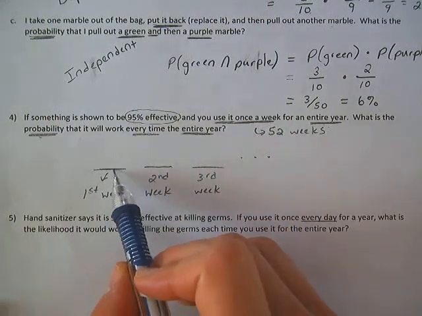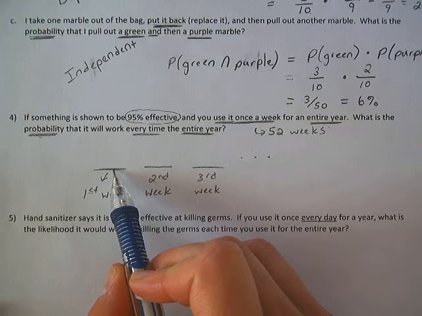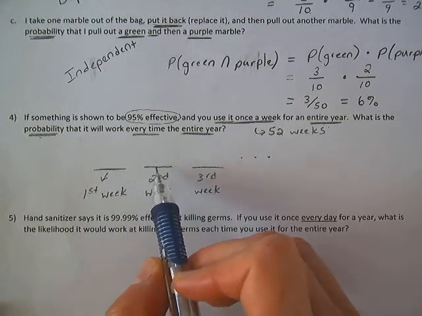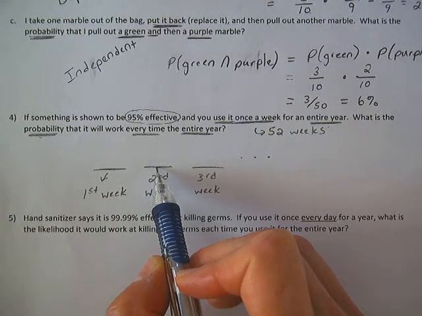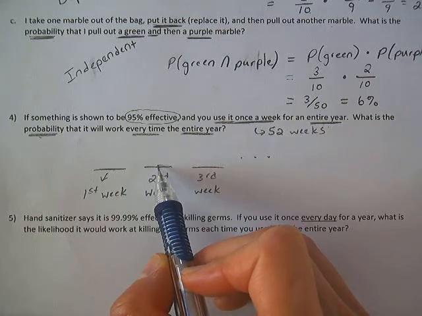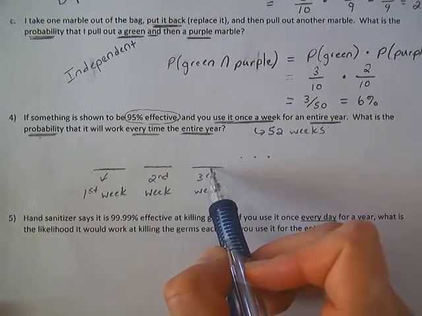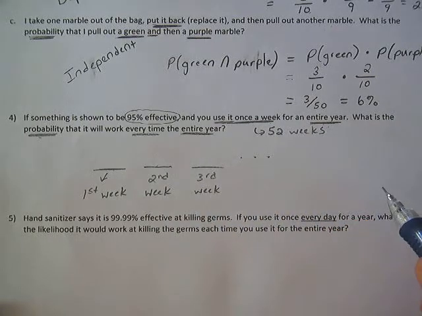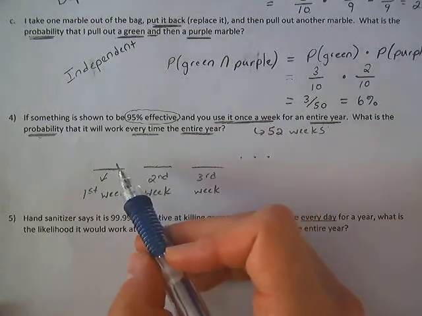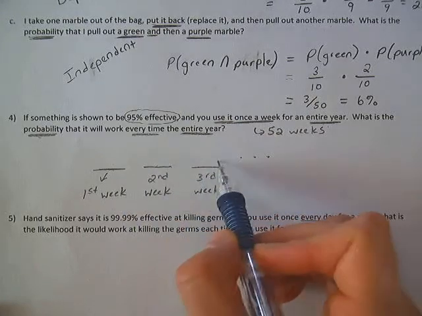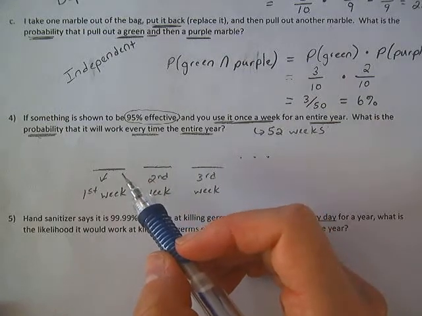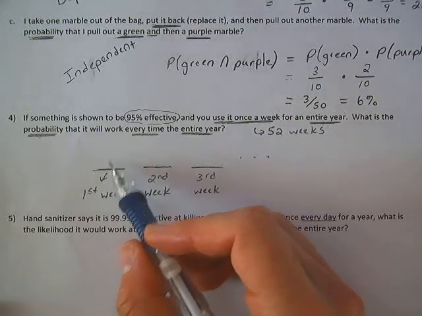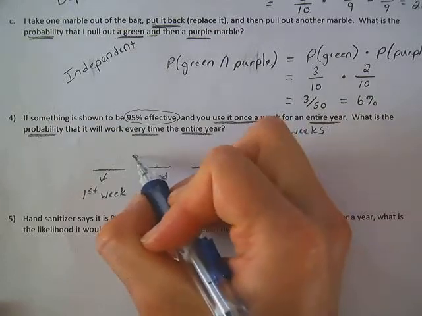So the likelihood that it works that first week is a 95% chance. The likelihood that it works the next week, I'm assuming you're using a new product every week or whatever, is a 95% chance that it's going to work. 95% chance the third week it's going to work, so on and so forth, okay? So what is the likelihood that it works every week that entire year? Well, it's an intersection problem. So all you have to do is take the likelihood it works each week and multiply them, okay?